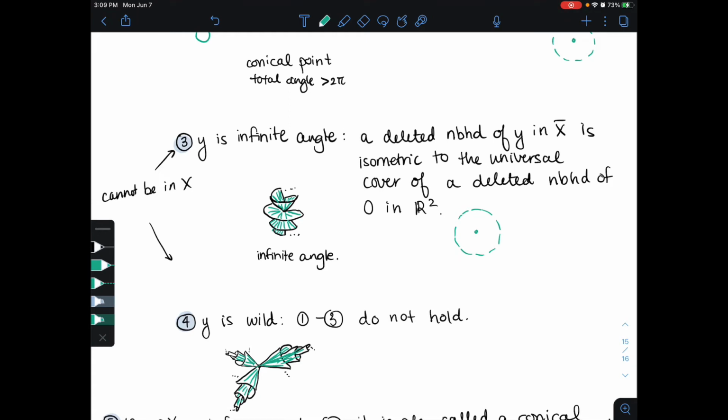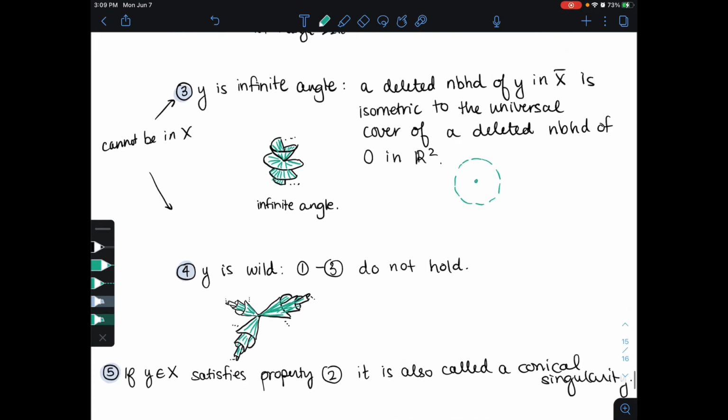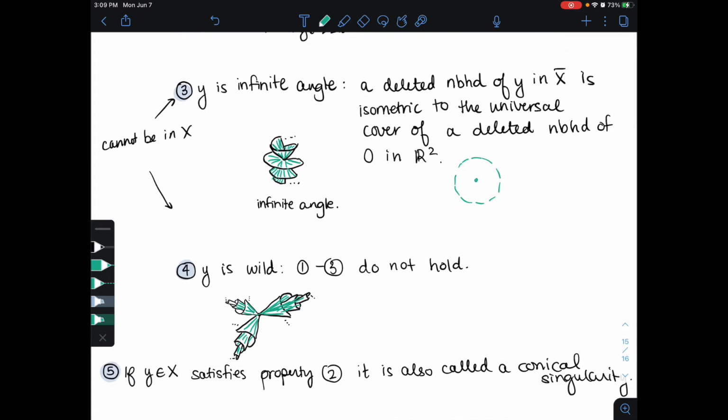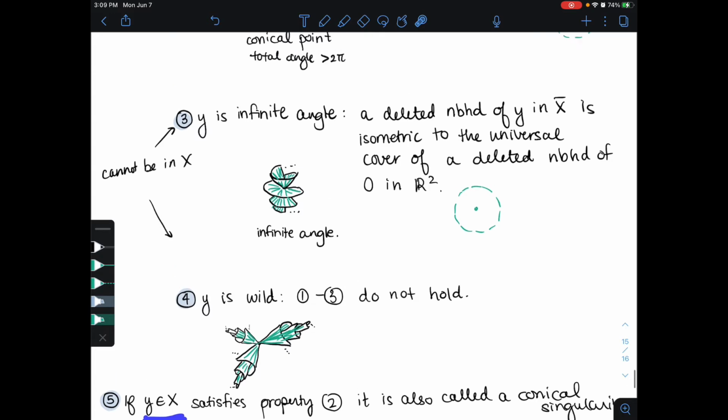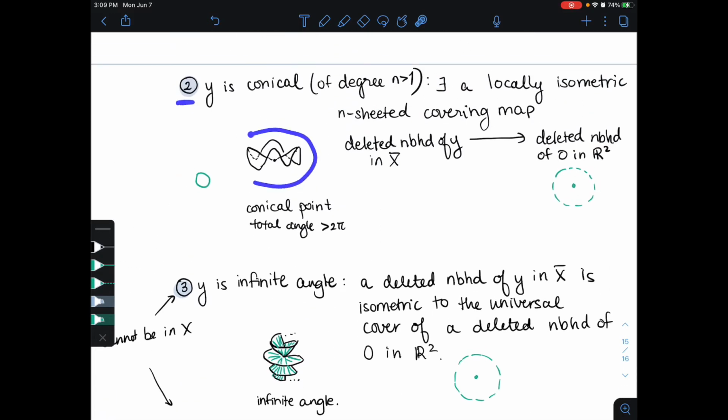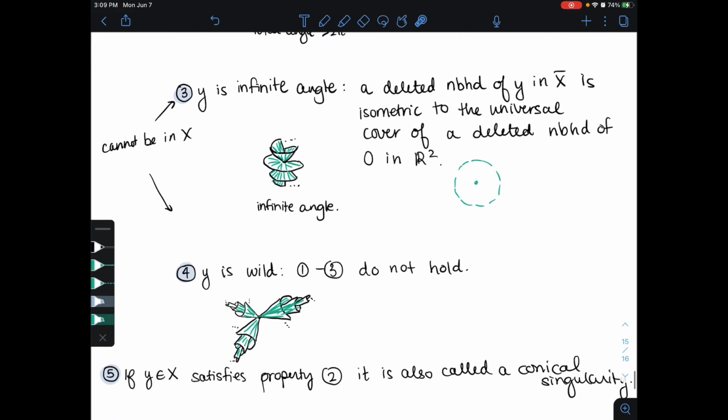And I've also included here number 5, if there's a point y in the surface itself that satisfies property 2, we also call it a conical singularity. And so whenever you're reading about translation surfaces or talking to someone about them, always clarify for yourself, in your mind, about every conical singularity, whether they mean for it to be in the surface or whether it's not in the surface. Notice, though, that infinite angle singularities and wild singularities can never be points in the surface.